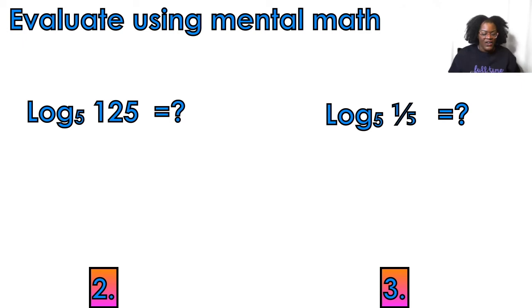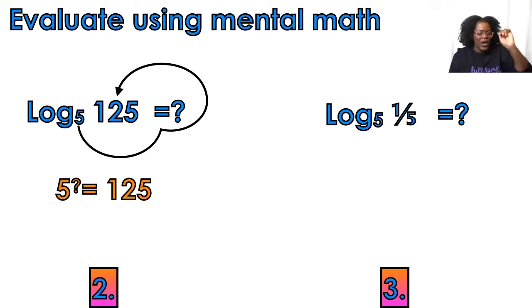So log base 5 of 125 equals question mark. I'm going to do my loop-de-loop. If there's not a question mark in your problem, I would just put it equals question mark myself so that I can rearrange it. So that's basically going to tell me to do 5 question mark, because remember, your answer is the exponent. 5 question mark equals 125. 5 to the what power? What does that exponent need to be? 5 cubed. The answer is 3.